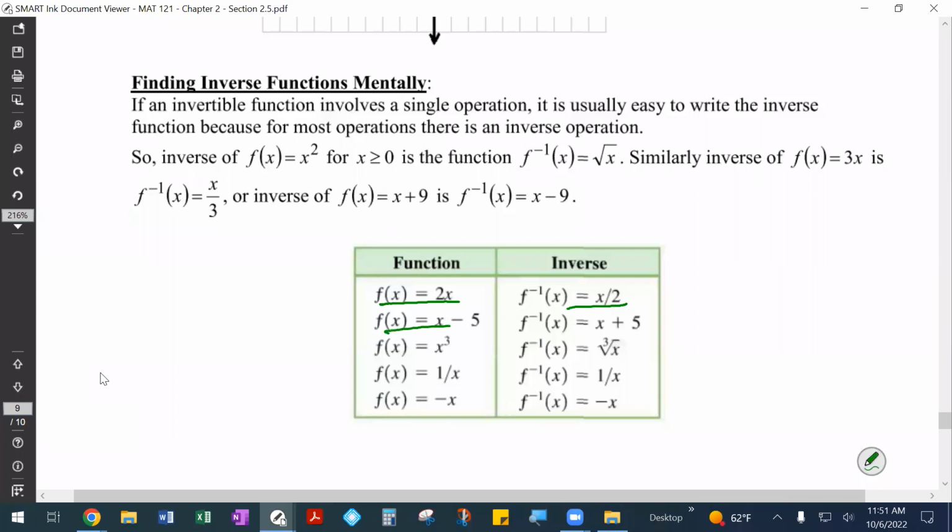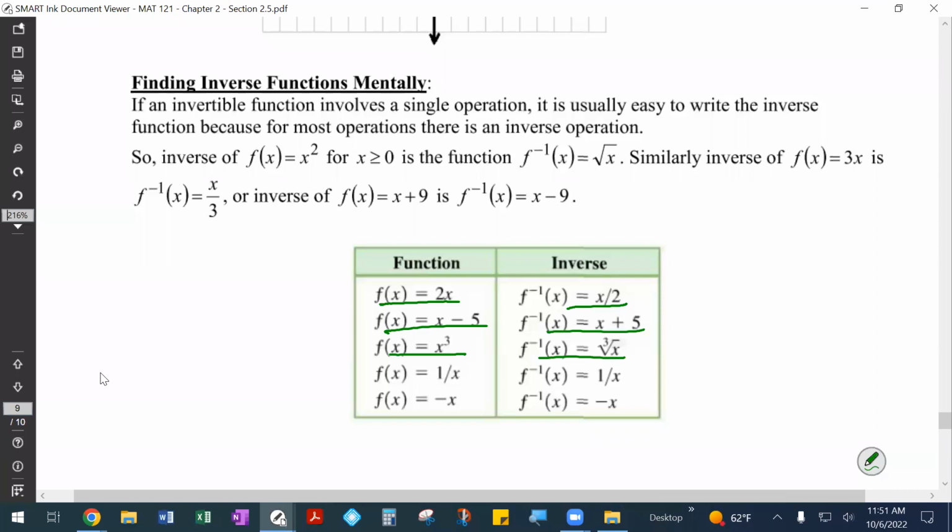If you have an original function of x minus 5, you're subtracting 5. Of course, its inverse would be where you are adding 5. Same thing with something like cube of x. So x to the 3rd power, its inverse comes out to be cube root of x. You can do the same thing with square root.